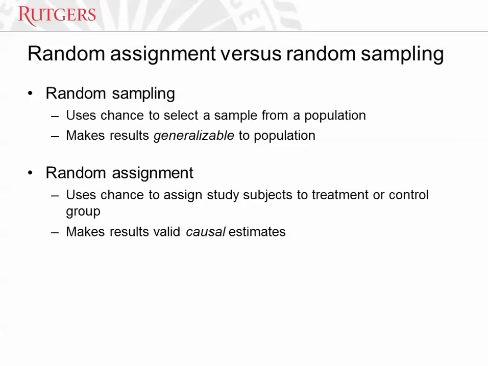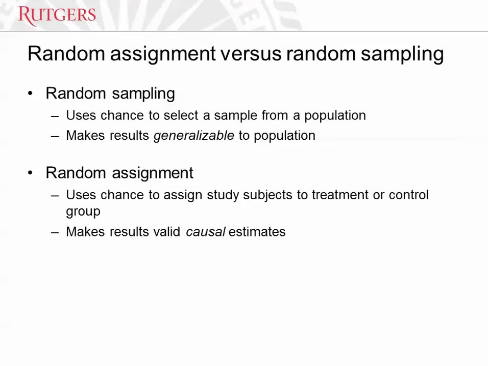Okay, continuing with our conversation about randomized experiments, I want to make clear the distinction between random assignment, which is what makes an experiment a randomized experiment, versus random sampling, which is something we talked about a few weeks ago. So if you remember, random sampling uses chance to select a sample from a population. So the goal of random sampling is to select a sample from the population, and that's in order to make an inference back to the population or to make the results generalizable to the population.